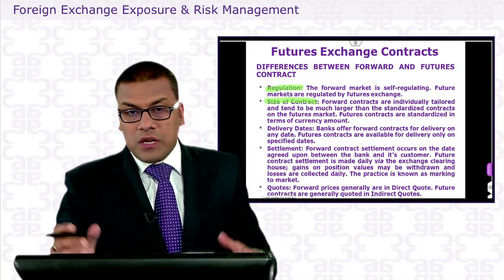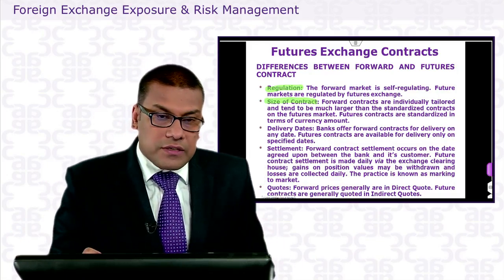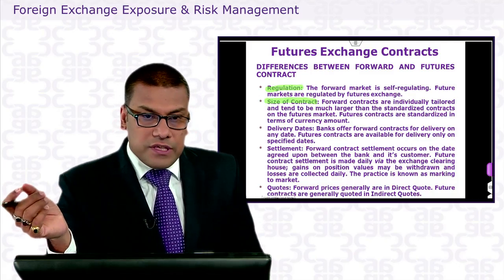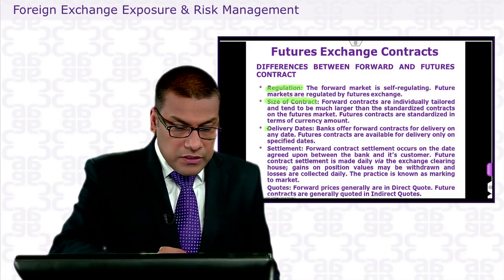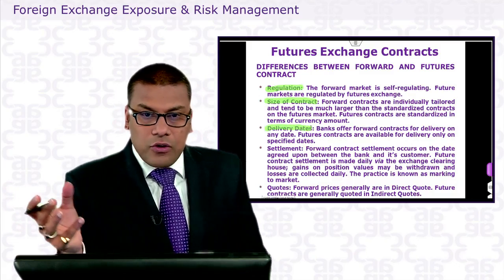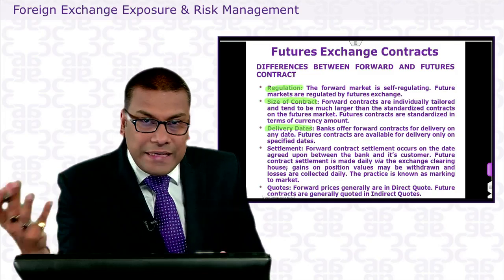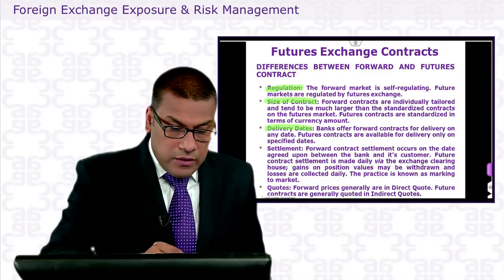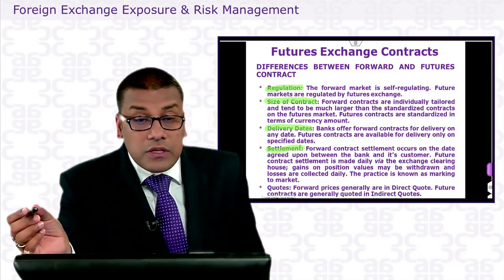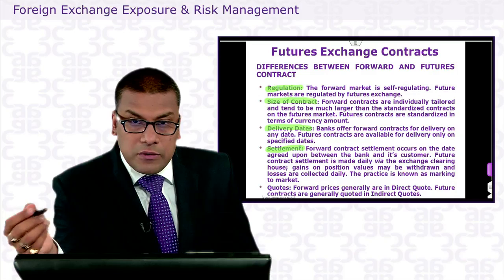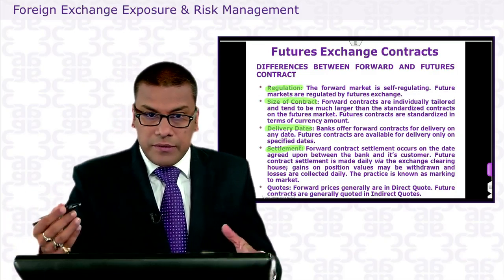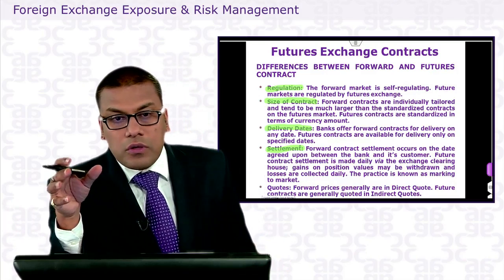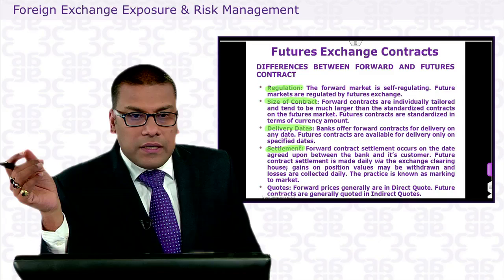They tend to have much larger than the standardized contract size value, and futures contracts are standardized in terms of currency amount. And then it could be the delivery date. The bank offers forward contracts for delivery for any date, whereas the futures contracts would be available for delivery on specified dates only. On the basis of settlement, it can be different. The forward contract settlement could occur on the date which is agreed upon between the bank and the customer, whereas in case of futures contract, the settlement is made daily via mark to market by the clearing house.